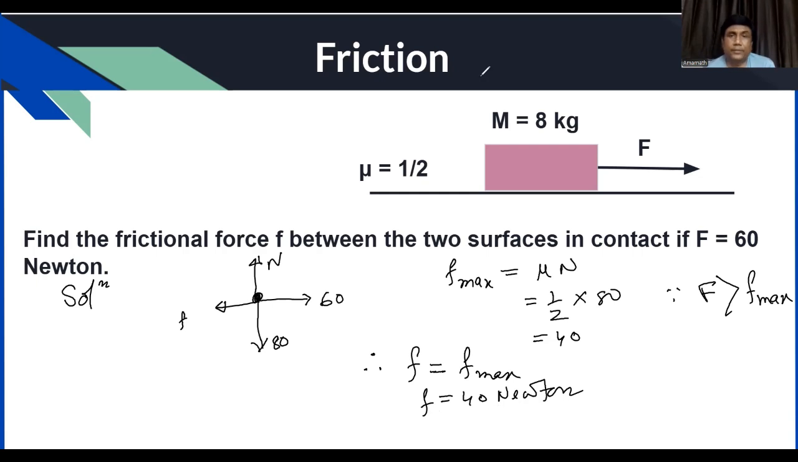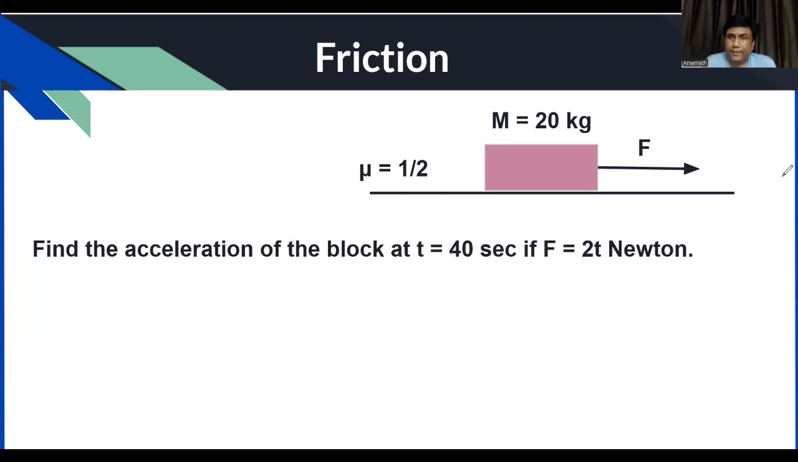Let me try another question. Here, given that the mass of the body is 20 kg, and the applied force is a time-varying force, 2t, which means the force will keep on increasing. If time is 40 seconds, at that moment, what will be the acceleration of the block?